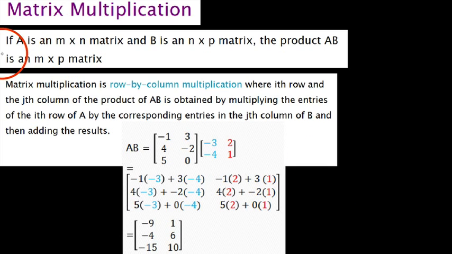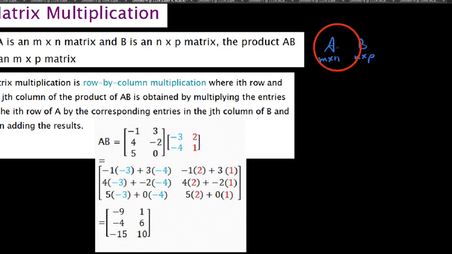So let's start with this. If A is an m by n matrix, and B is an n by p matrix, we have n rows and p columns, then the product A times B, if I were to write this product right here, is an m by p matrix. I'm only using C because it's the next letter in the Roman alphabet here.